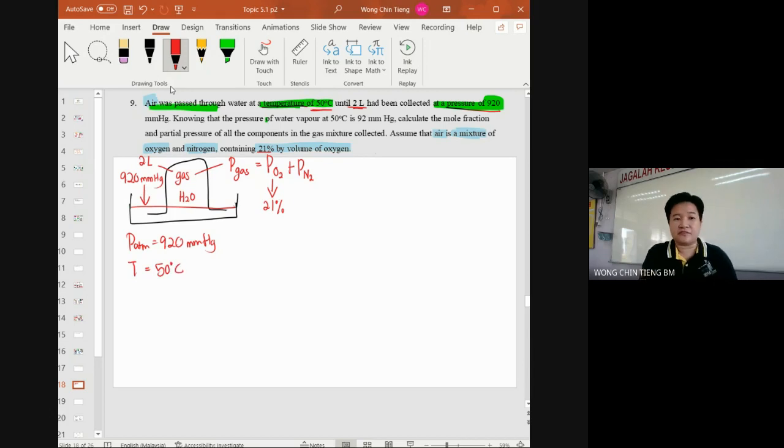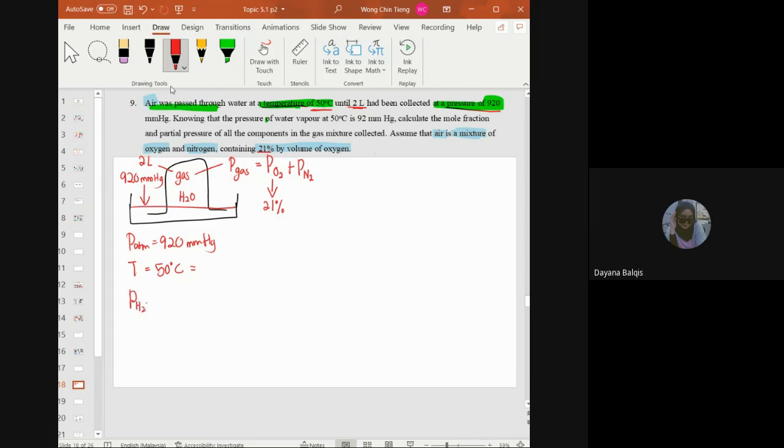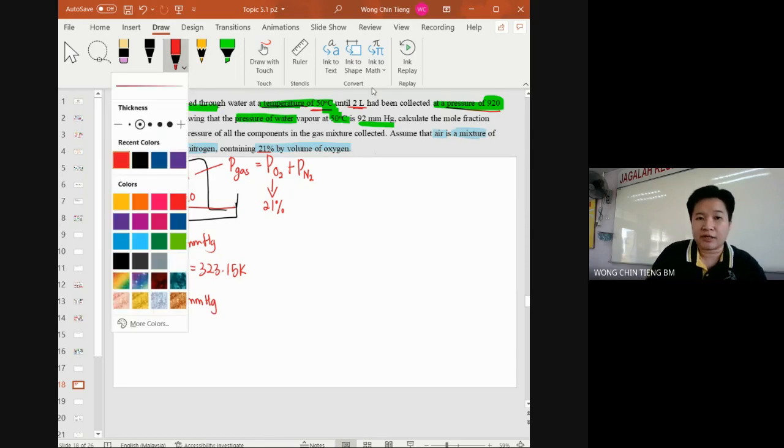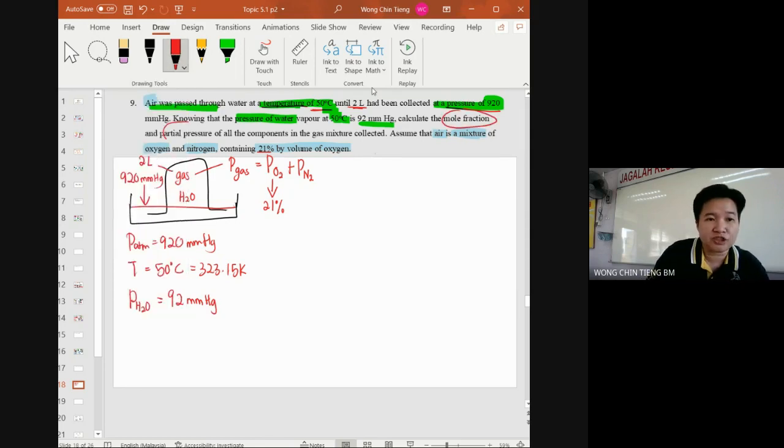50 degrees Celsius, how many Kelvin? 323.15 Kelvin. The water vapor pressure, the pressure of water at 50 degrees Celsius masih kekal is 92 millimeter mercury. So over here I have 92 millimeter mercury. Soalan tanya, calculate the mole fraction and the partial pressure of all the component in the gas mixture.